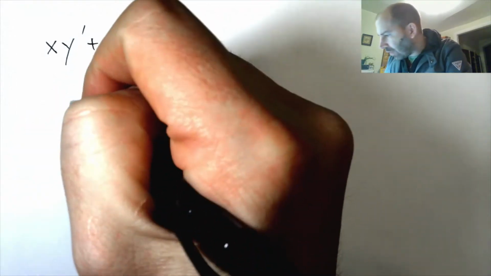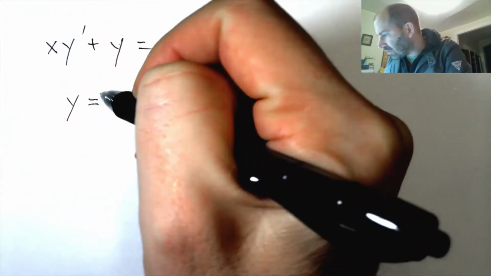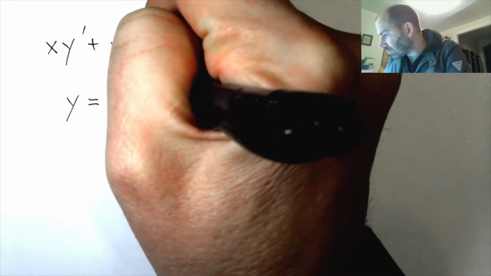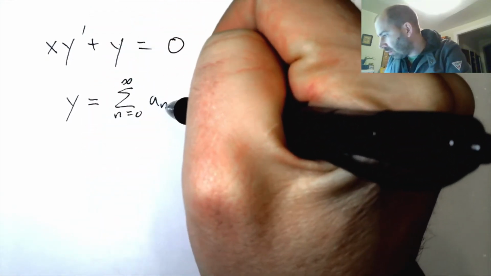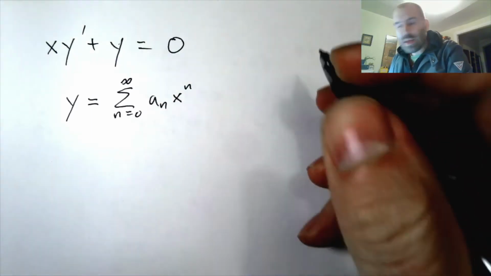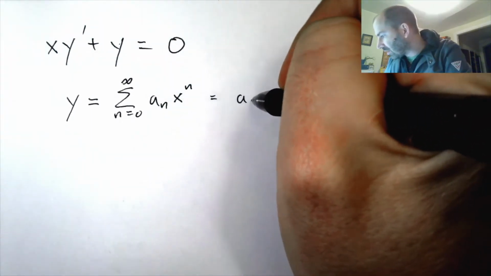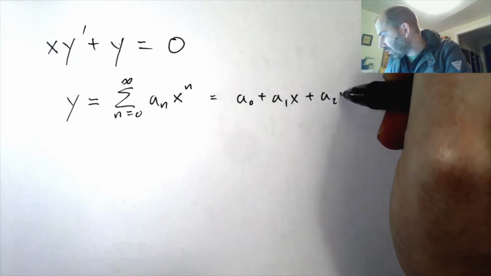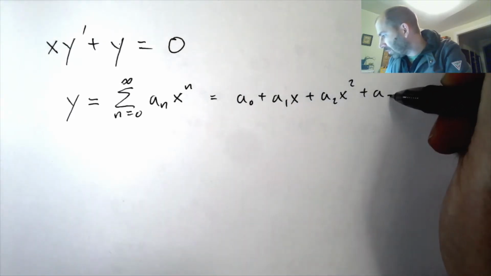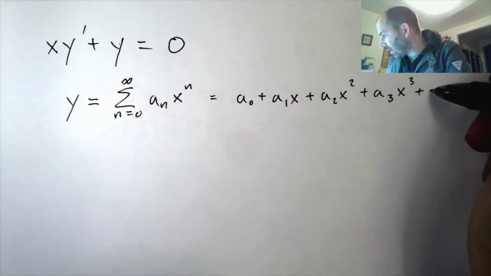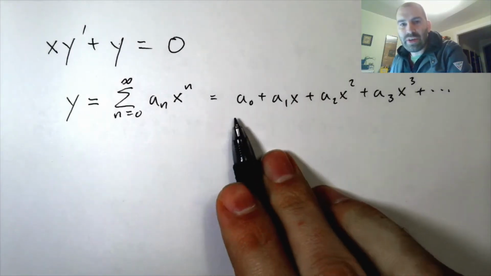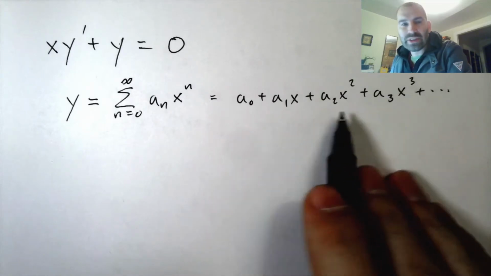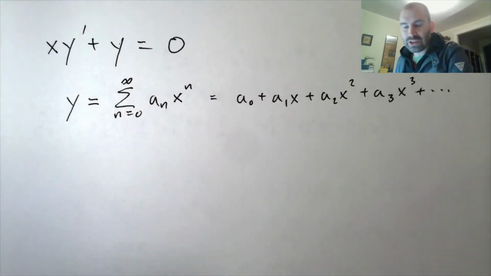So when we look at power series solutions, we're going to try to find a solution of this form. All right? And that just means that y is some infinitely long polynomial, right? And it's up to us to find the values of these coefficients that make this power series work in this differential equation.